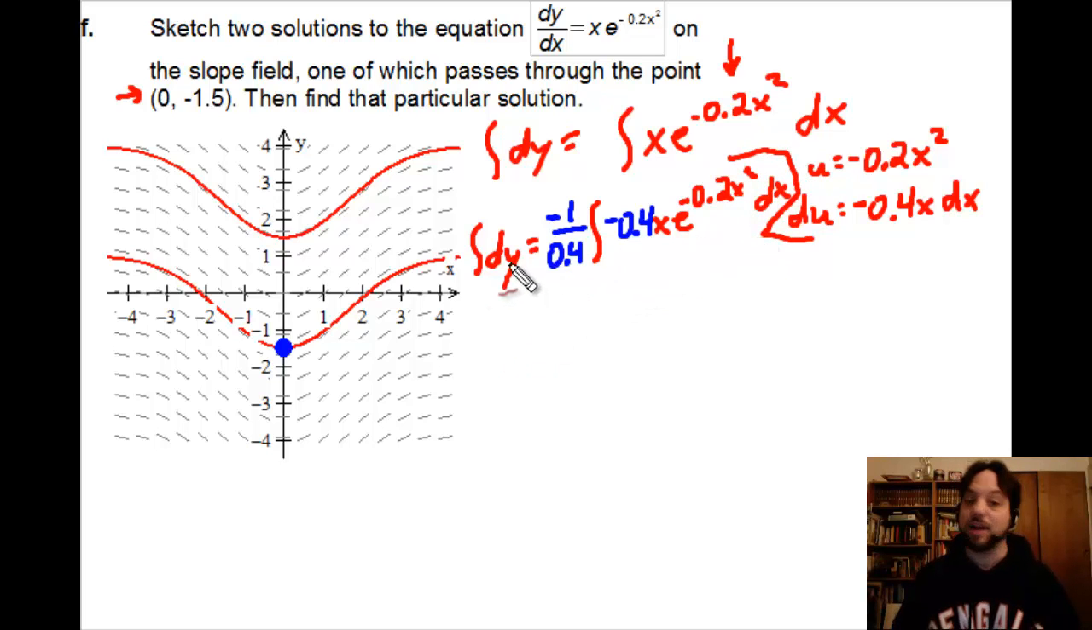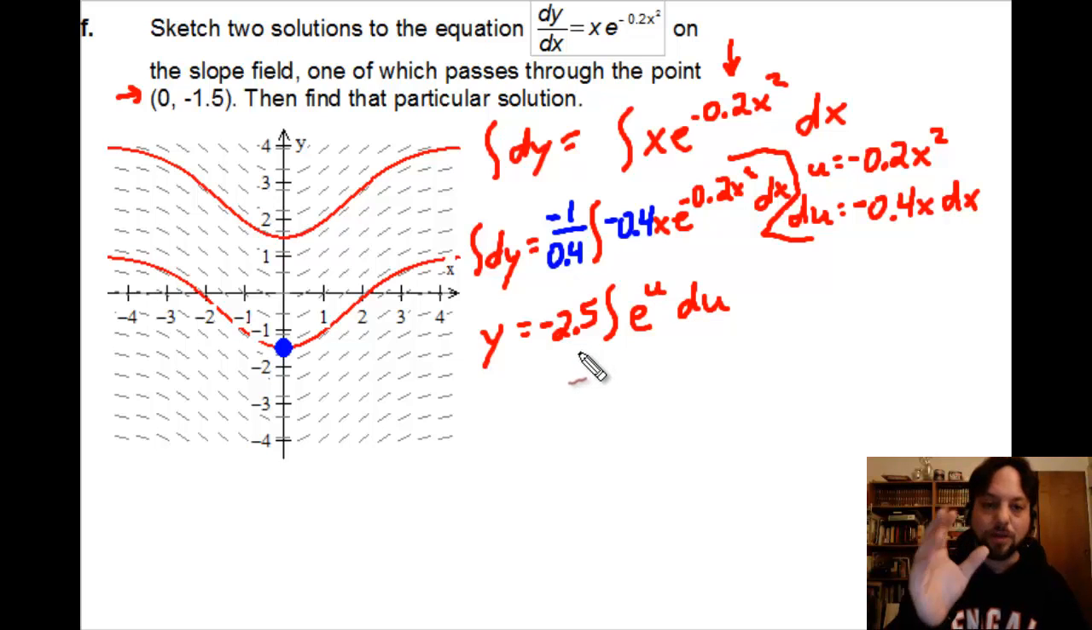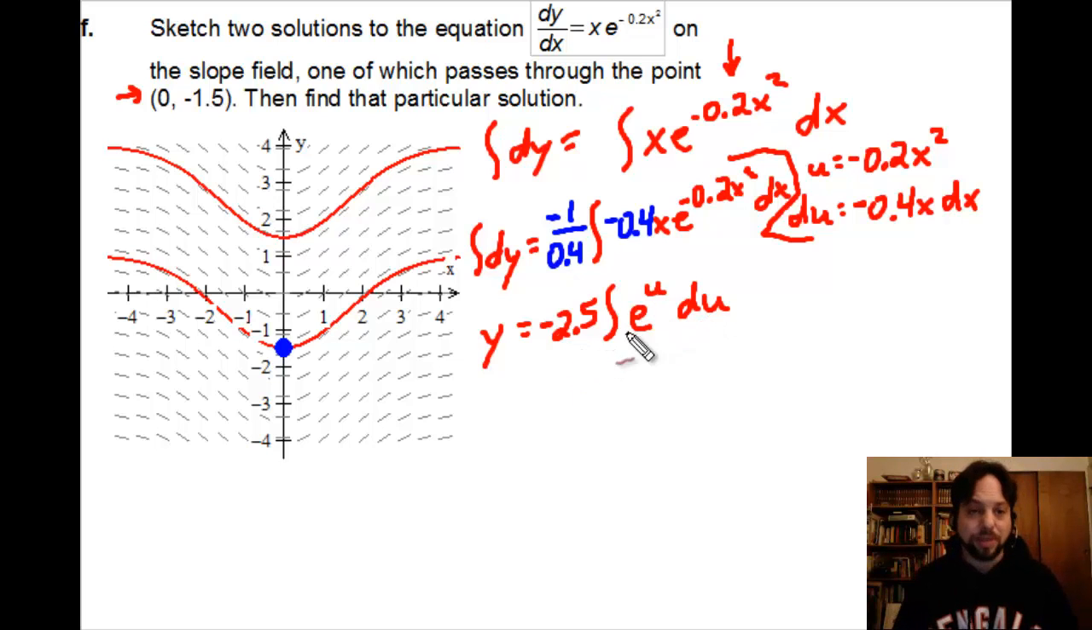And now that I have that, well, the integral of dy on the left side, that's just y, no problem there. Here, negative 1 over 0.4, maybe it would be nicer if I just called that negative 2.5. You can do it for yourself and see, that is what it is. But inside here, I will have e to the u, and I do have my du now. So that's pretty nice and easy. Now that I've put that 0.4 in there, it compressed the problem to something that's not too bad. So let me go ahead and actually integrate this. I'll get negative 2.5 e to the u.